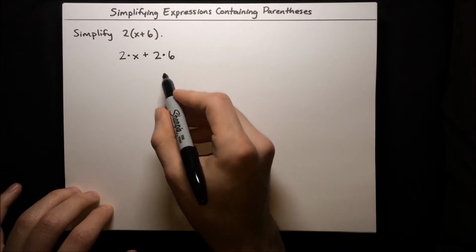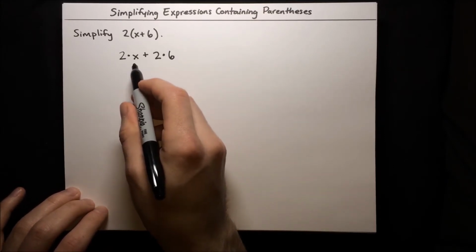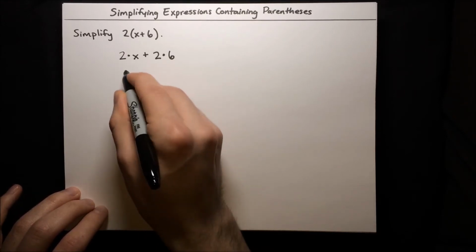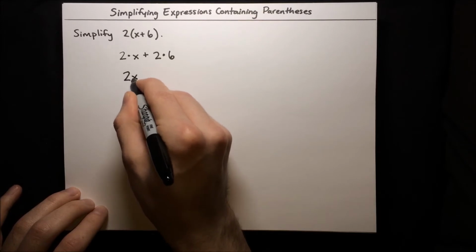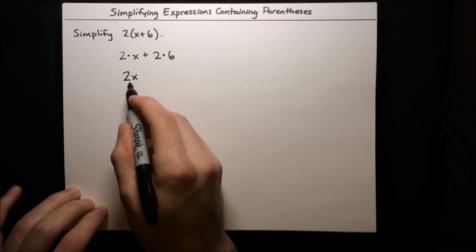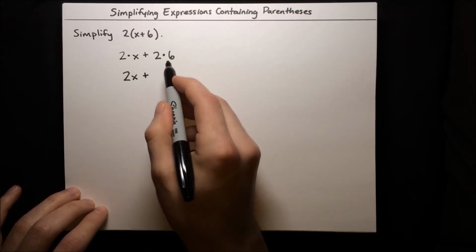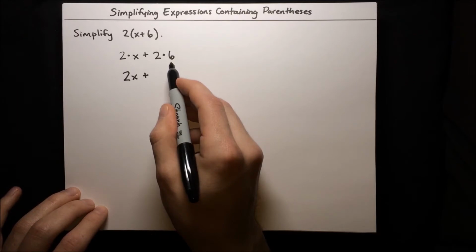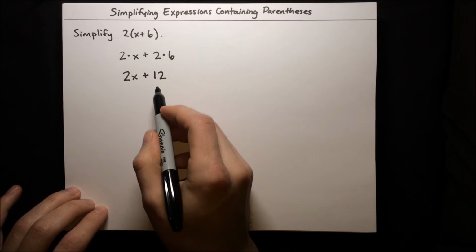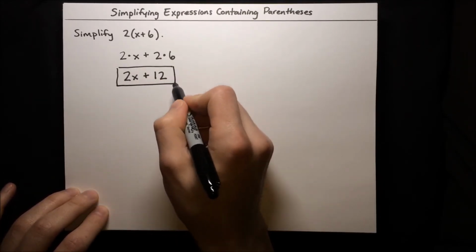And now we can go ahead and simplify this a bit. So using algebra shorthand, we can just get rid of that multiplication symbol between the 2 and the x. We can just write that as 2x. And remember, that just means the same thing as 2 times x. It's just a shorter way of saying it. And then plus 2 times 6. Well, 2 times 6 is just 12. So 2x plus 12. There we go. We've simplified it, and this is our final result.